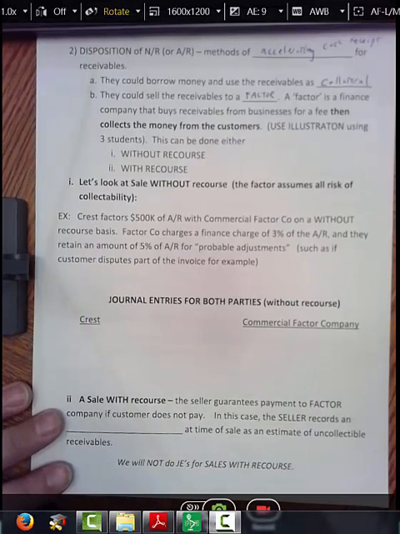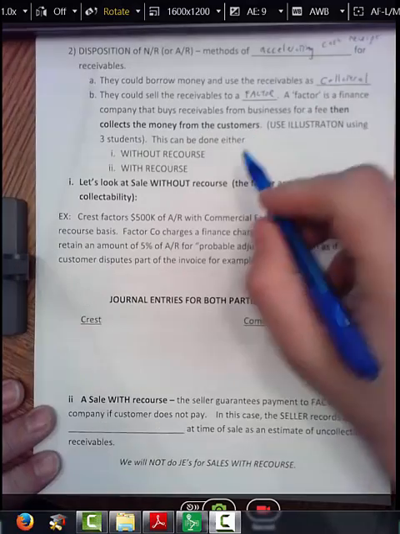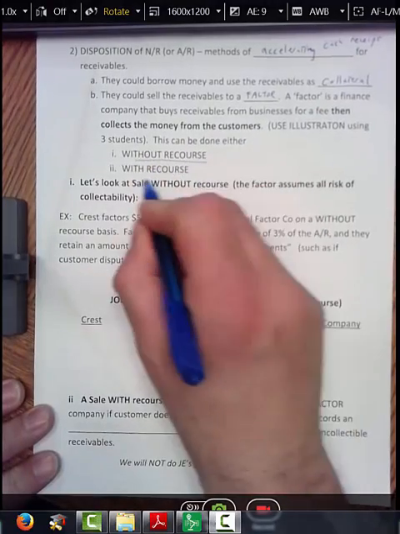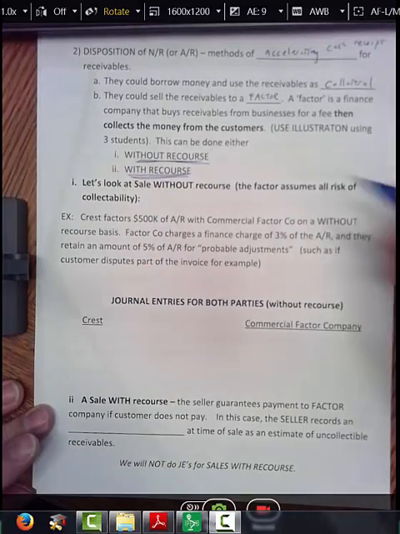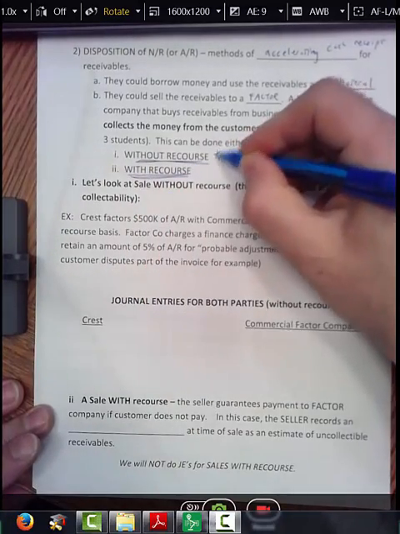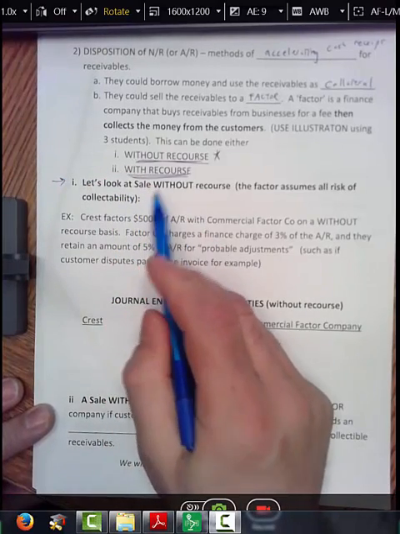Okay, let's take a look at an example. Now, when you sell your receivables to a factor, this can either be done without recourse or with recourse. And we're going to look at those two situations, and we're going to focus on the without recourse. So let's look at an example. Let's look at a sale of a receivable without recourse.